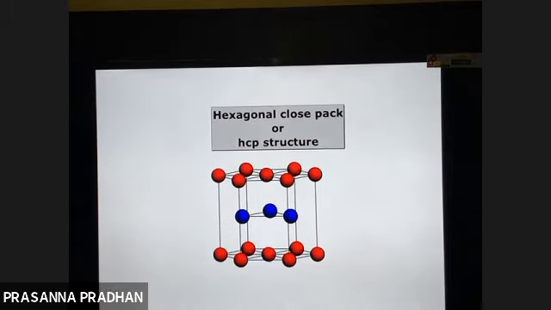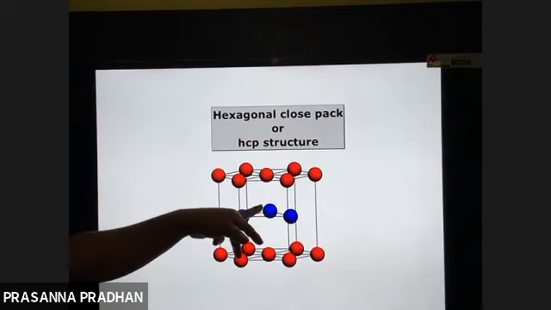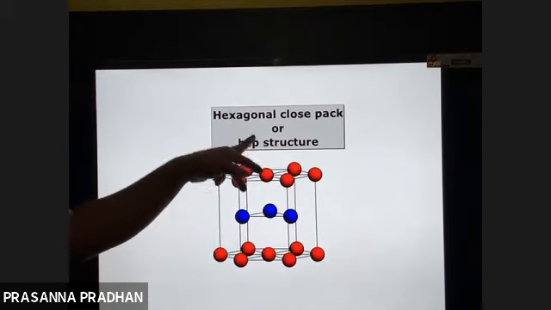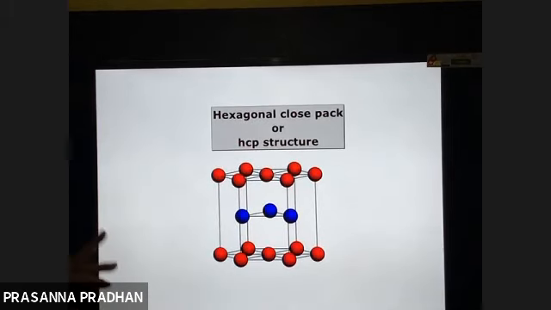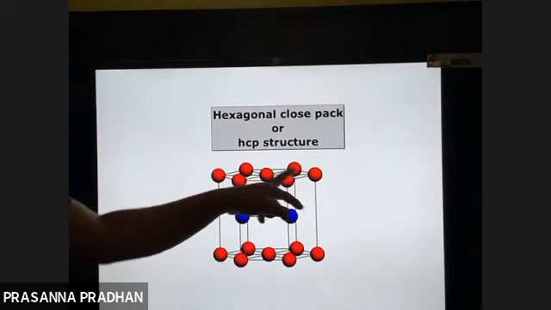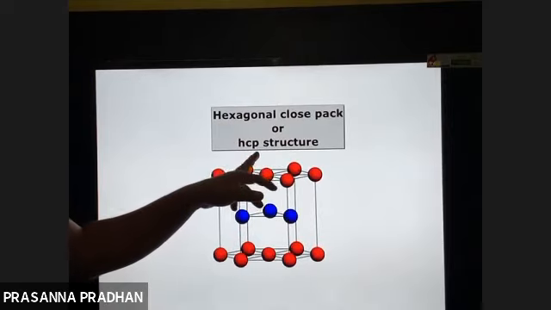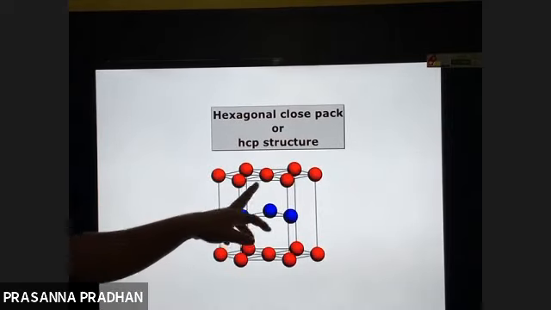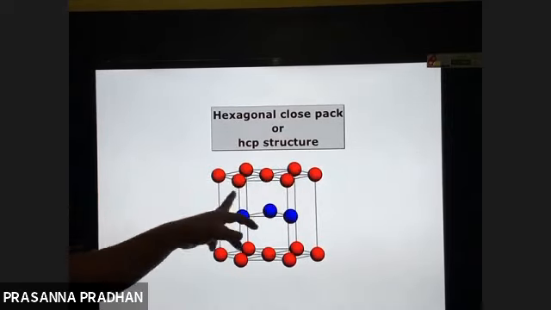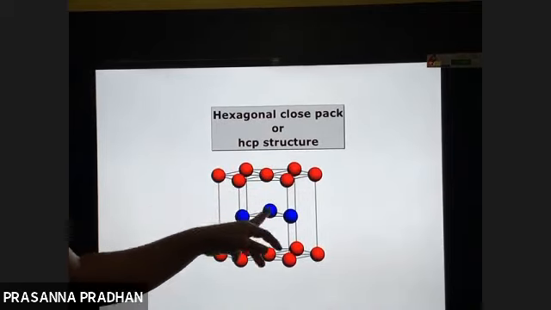Now see, above this I think it will be the same. Yes. Now see, this sphere is in contact with how many spheres? 1, 2, 3, 4, 5, 6, 7, 8, 9, and on top 3, so 9, 10, 11, 12. So this sphere is in contact with 12 other spheres, right? 3 here, 3 here, 3 below, 3 above.